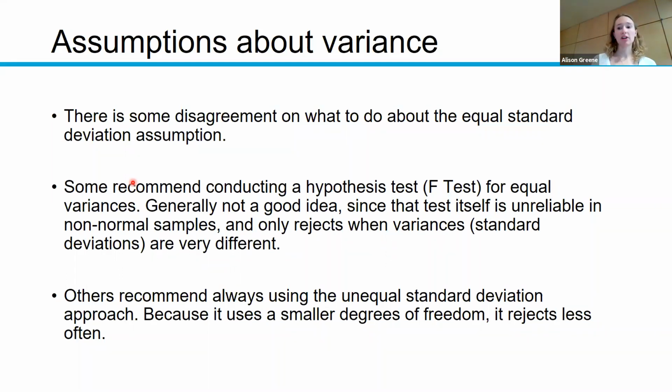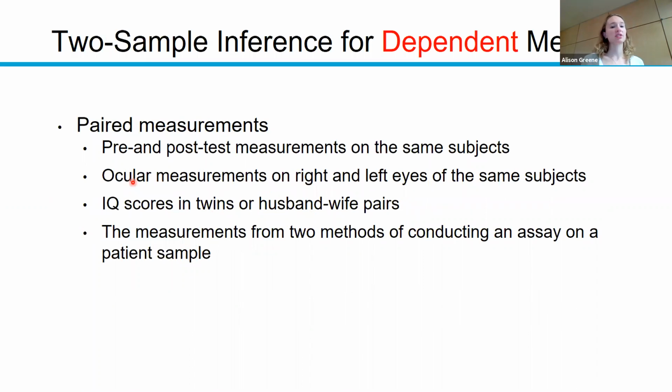So that's one consideration. Another, as I said, was the independent or dependent populations. So, two-sample inference for dependent means. These are paired measures. Some examples of these are pre- and post-test measurements on the same subject, ocular measurements on right and left eye in the same subject, IQ scores in twins or husband-wife pairs, measurements from two methods of conducting an assay on a patient sample. So these are all things that are inherently dependent, and so we need to treat them differently than we would independent samples.